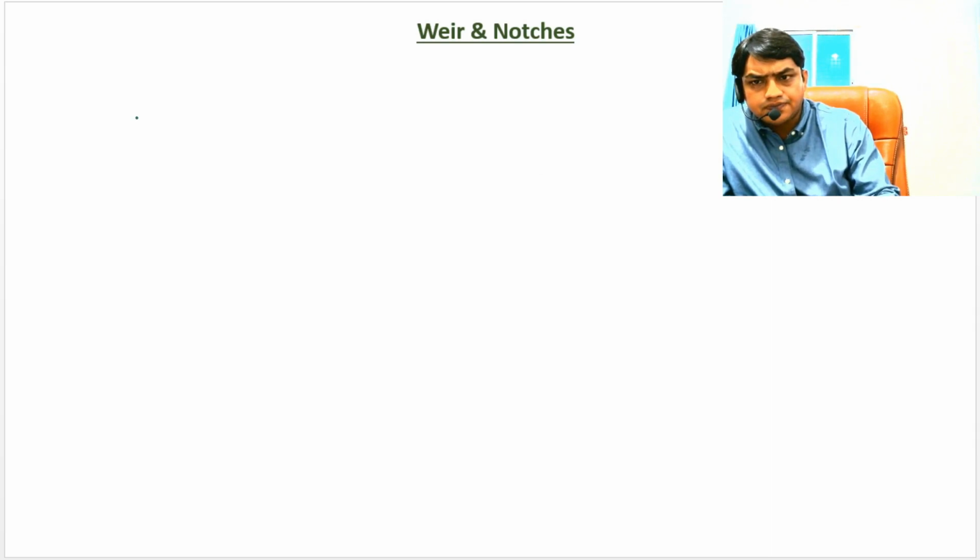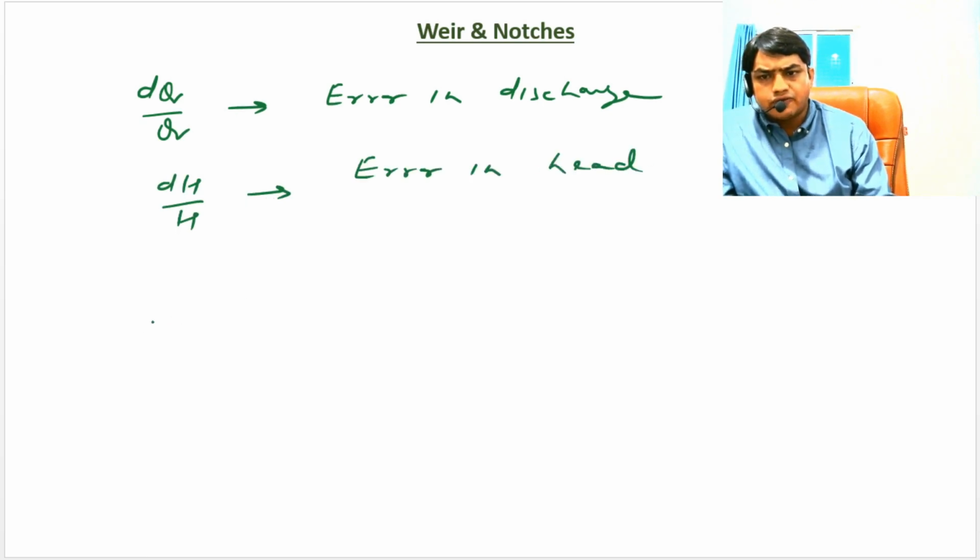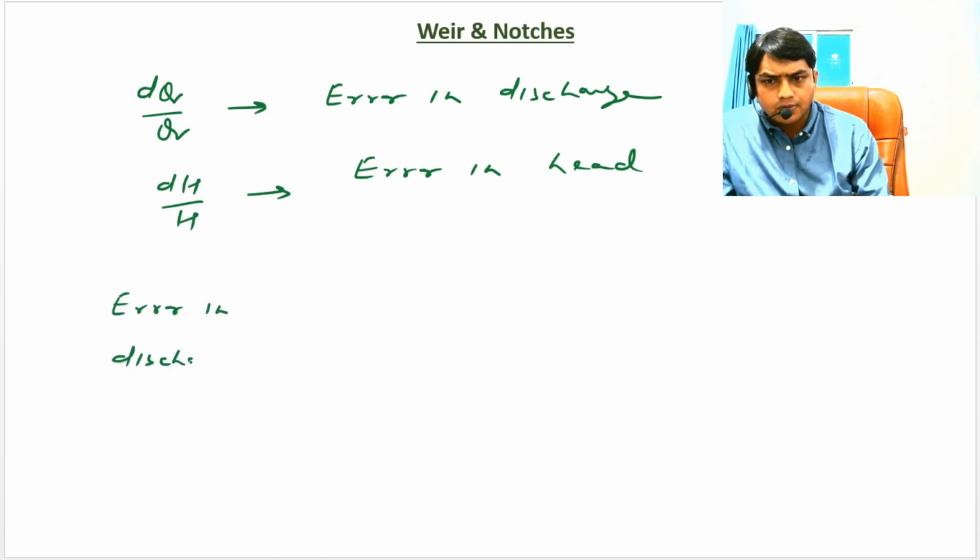So here, dq by q is the error in discharge, similarly dH by H is the error in head. So we can write error in discharge is equal to n into error in head.